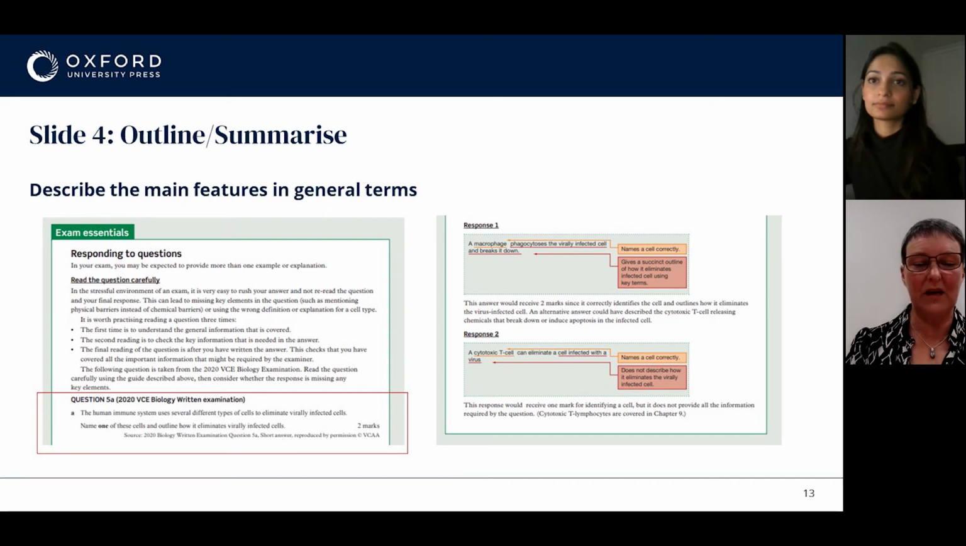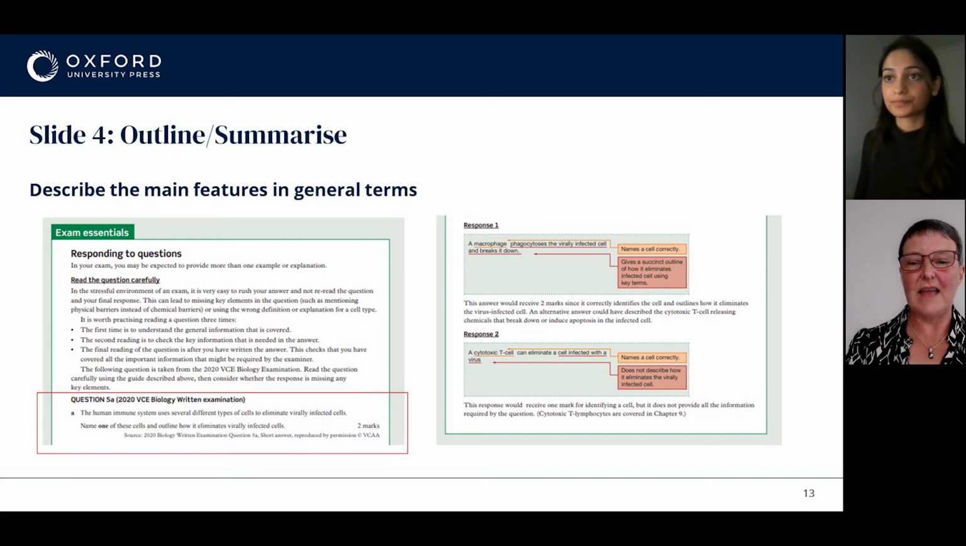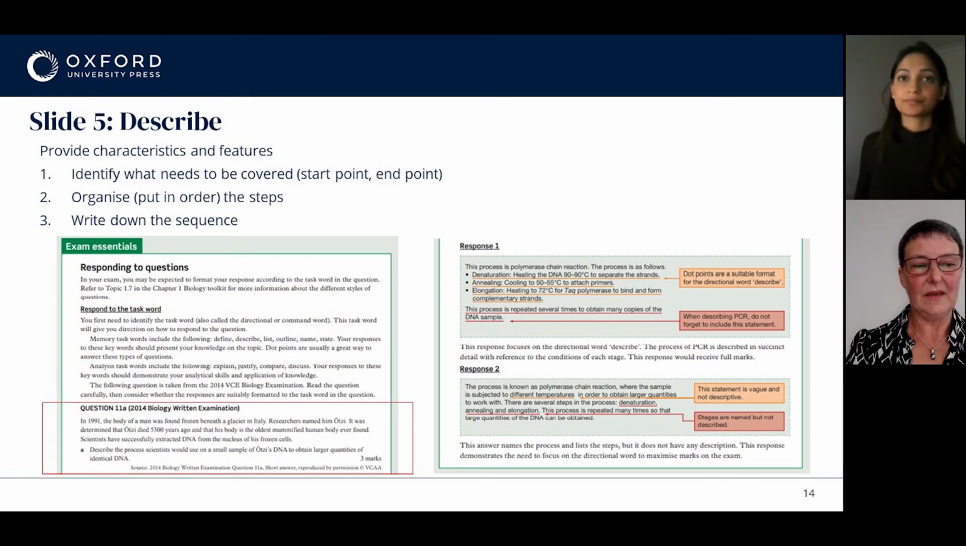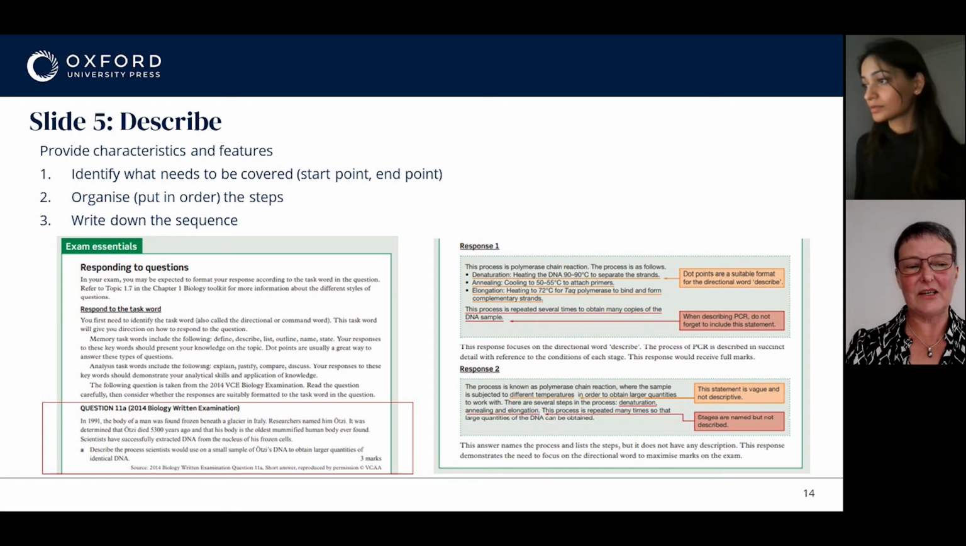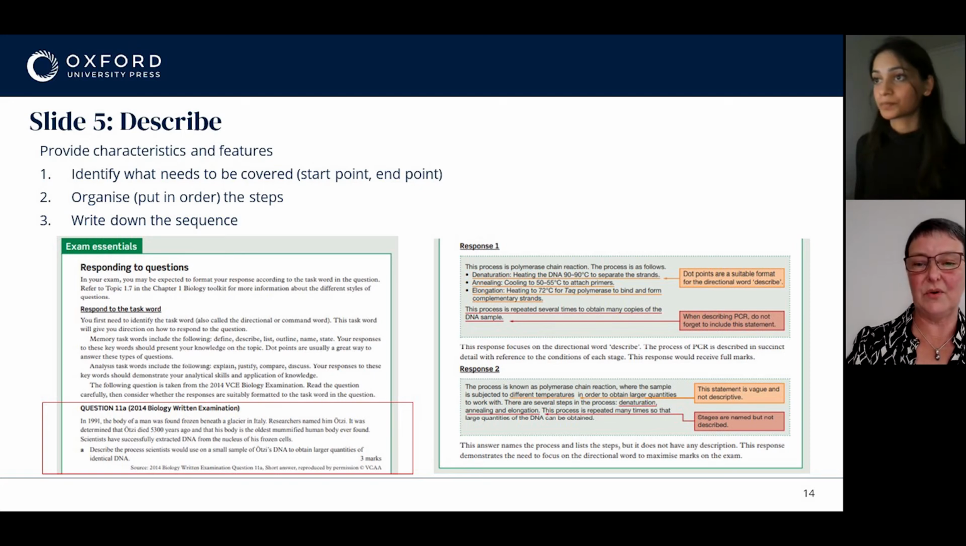So it's worthwhile getting students to do things like underline or highlight those key terms and therefore work out what's the difference between them. So describe is a little bit more difficult. So describe means to provide the characteristics and key features. So those characteristics and key features means you need to identify what's your start point and what's your end point.